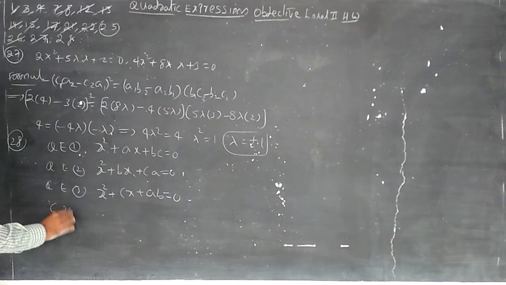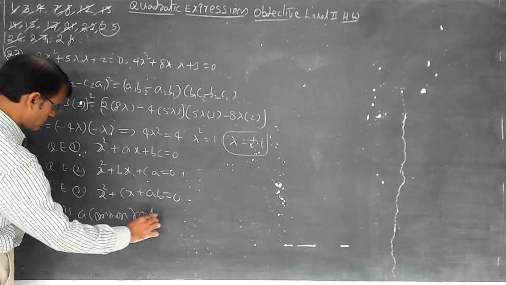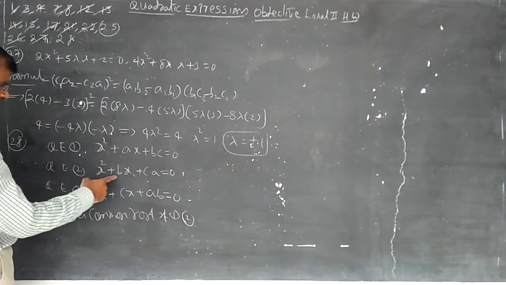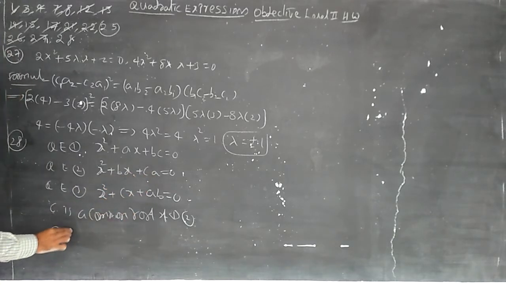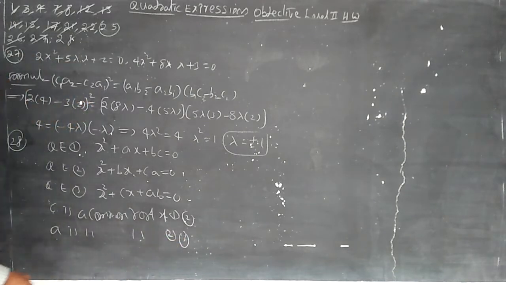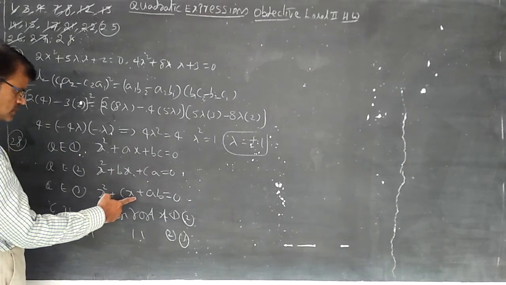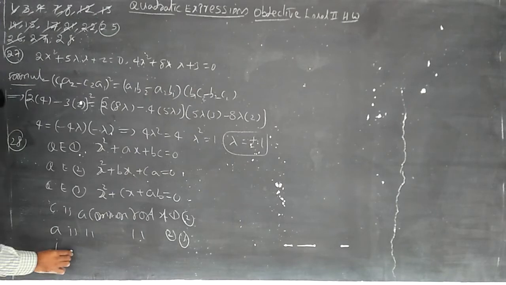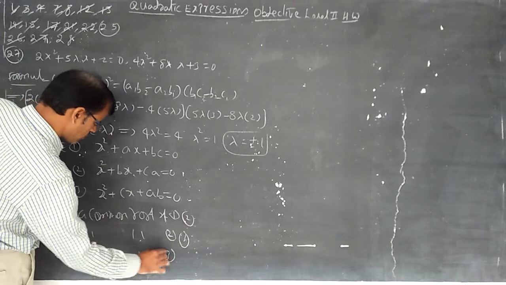c is a common root of 1, 2. Now put a here: a square plus ba plus ac, a square plus ba plus ac. Okay, a is a common root of 2, 3. Then for b: b square plus ab plus bc, b square plus cb plus a. Okay, then b is a common root of 3, 1.